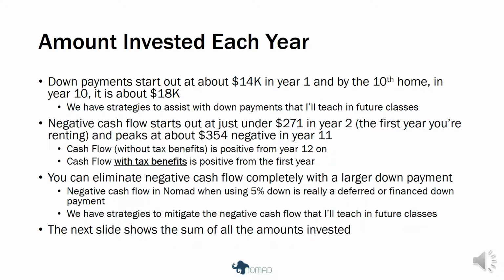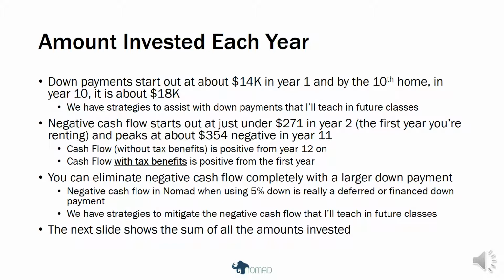Okay? So really, since you didn't put that full 20% down, you could think of the negative cash flow, the $271 that you're paying in year 2, as financing the down payment you didn't have when you bought. So instead of having to put another 5% down, you can say, I'll pay $271 per year instead of putting another $14,000 down in the first year. Okay? That's the kind of solution. Now, we also have some strategies we can use to mitigate negative cash flow. We'll teach those in future classes. I don't want to get into that much detail right now.